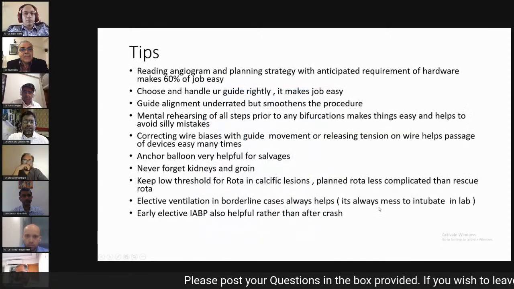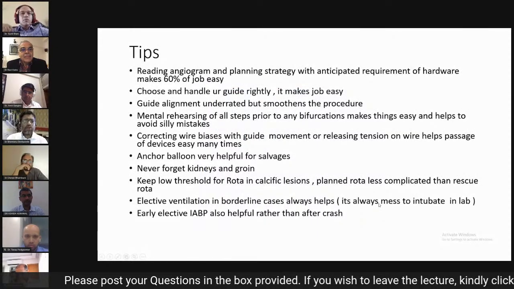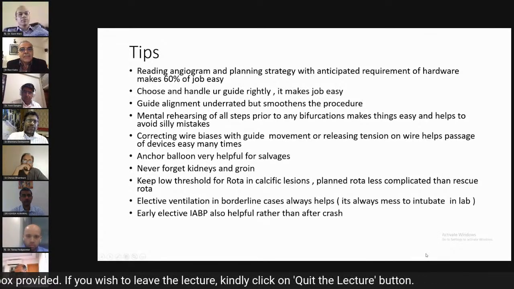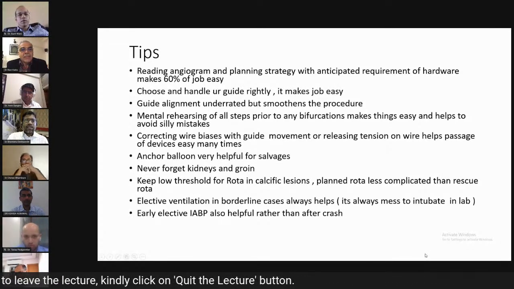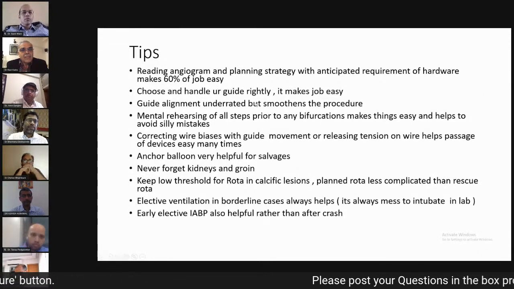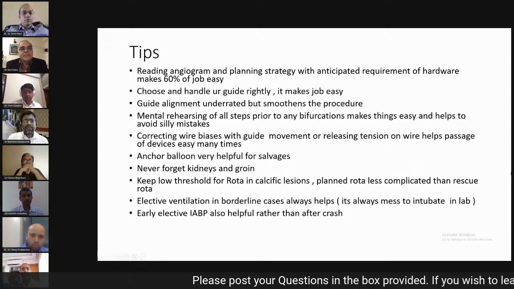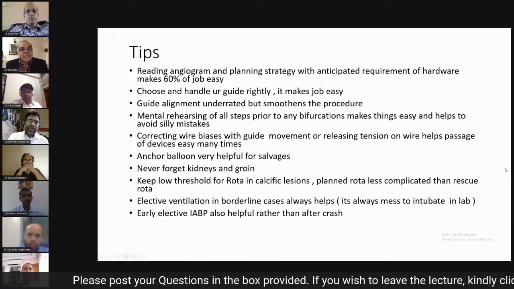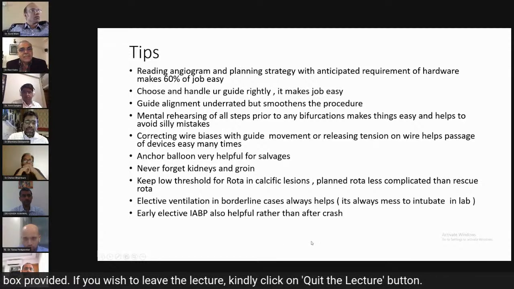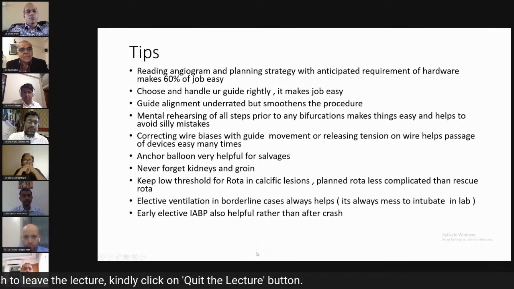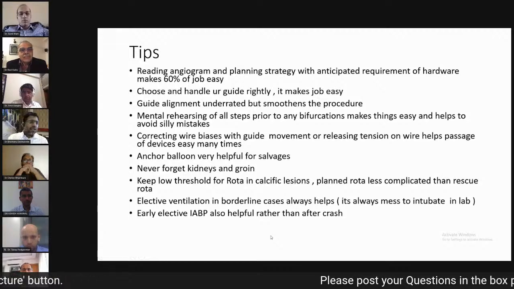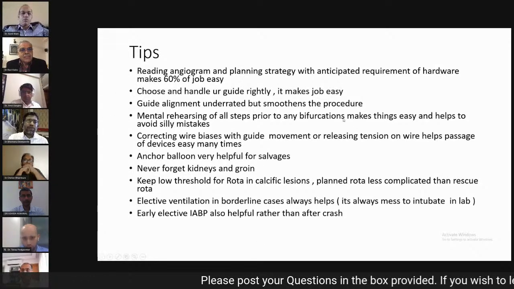I'll just briefly go through the next two slides regarding some tips in complex intervention, and then we will go to the case presentations. Reading the angiogram and planning strategy with anticipated requirement of hardware makes 60% of the job easy in complex interventions. Choosing and handling your guide rightly makes the job easy. Nowadays hardware is very easy to handle. Very fantastic hardware is available. Low profile balloons are available. So the most important thing is handling your guide right.